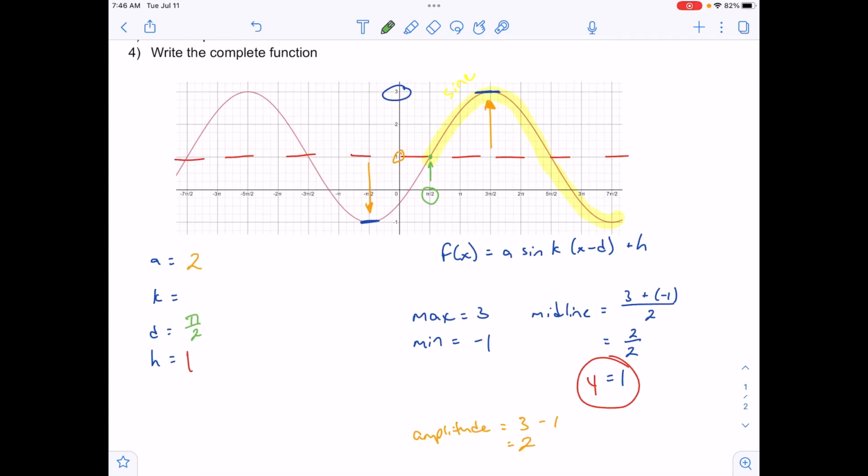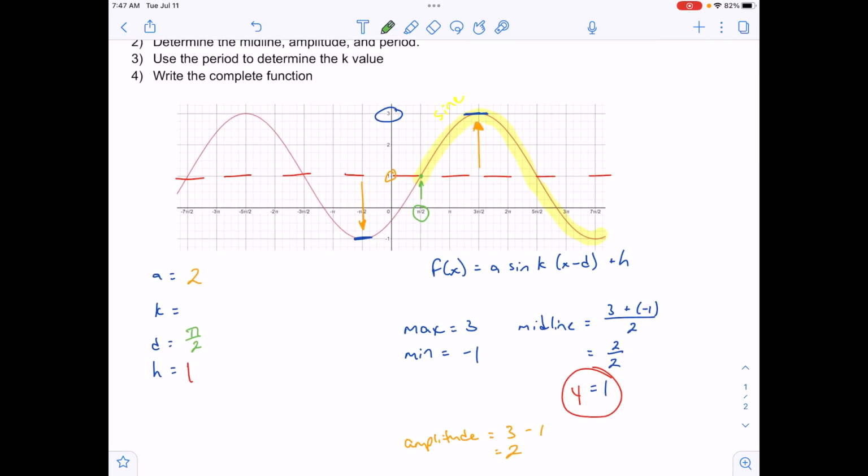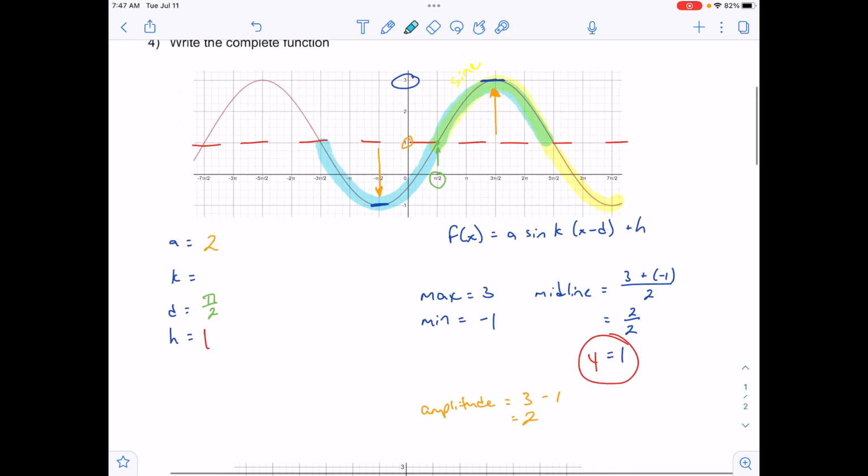We need to figure out the k value, and we need to figure out what the period is in order to figure out what the k value is. So let's do that first. I'm just going to highlight one cycle of this graph. Much as our sine function starts here, I can use any cycle of the graph to figure out what my period actually is. So I'm going to use this cycle that I'm highlighting in blue here to figure out what my period is.